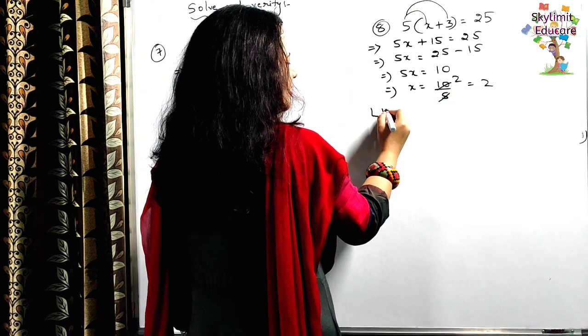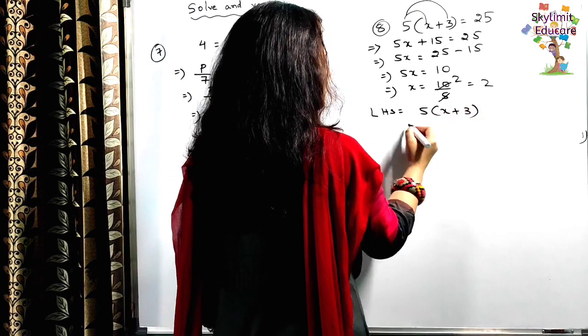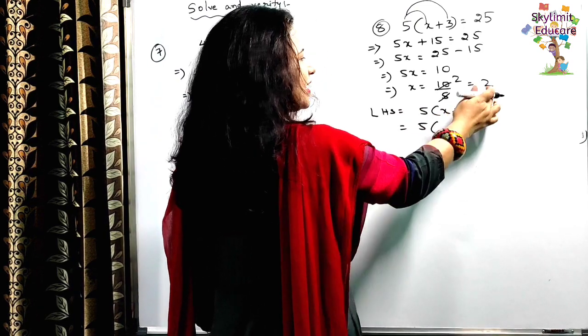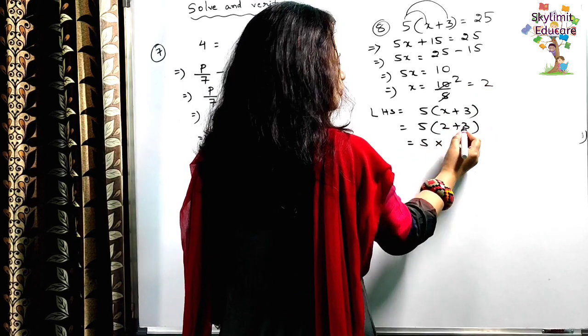Let's verify. LHS is equal to 5 multiplied to (x plus 3). So 5 multiplied. What is the value of x? 2. Just substitute the value of x. So 5 multiplied to (2 plus 3) is how much?